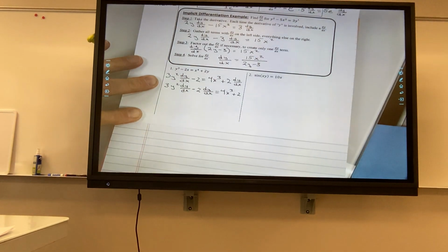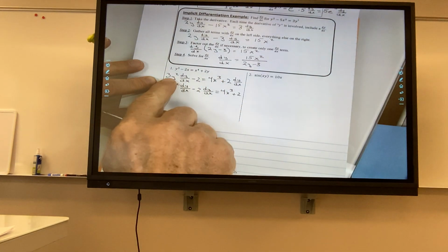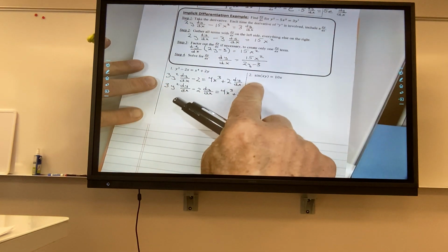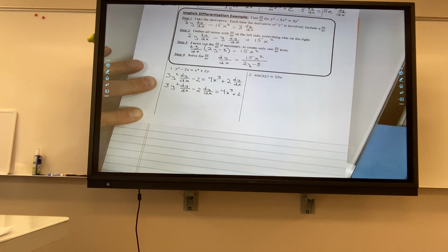Is that okay? Now, let's say Maria said, okay, I move this over here, use the 3y squared dy dx over to the right, and you move this over to the left. Would you be wrong? No. You follow that?